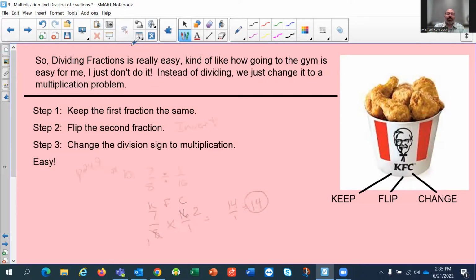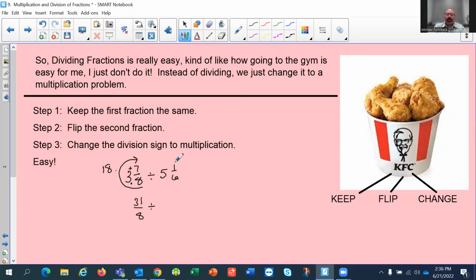Let's try another one out of the Kaplan book. So we have number 18. Number 18 is going to have some fun and interesting things to do. So you have 3 7/8 divided by 5 1/6. Okay, so just like multiplication, we're going to make these improper. So 8 times 3, 8 times 3 plus 7. 24 plus 7 is 31/8.